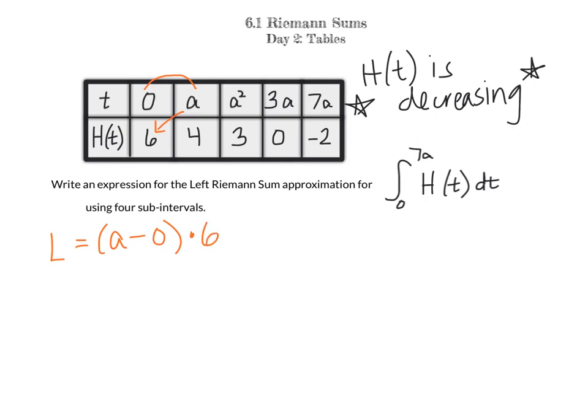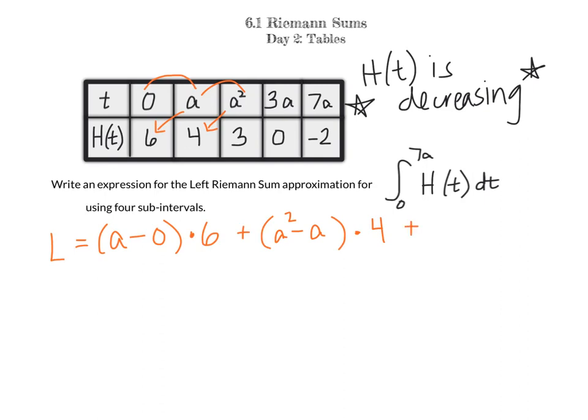So that's our first rectangle. Our second rectangle would be, again, the base length of that rectangle, delta t, the length between a and a squared, which we write as a squared minus a. And you can't simplify that at all. Multiplied by the height given by the left t value, 4.